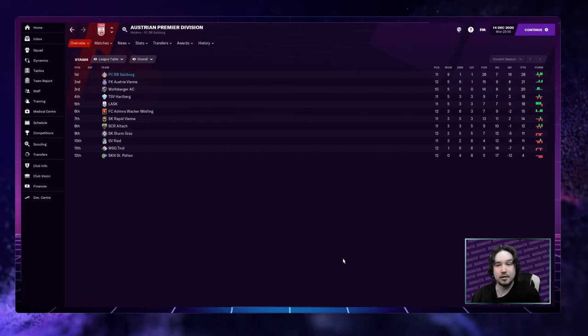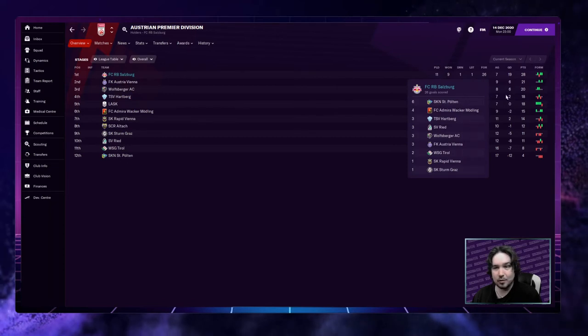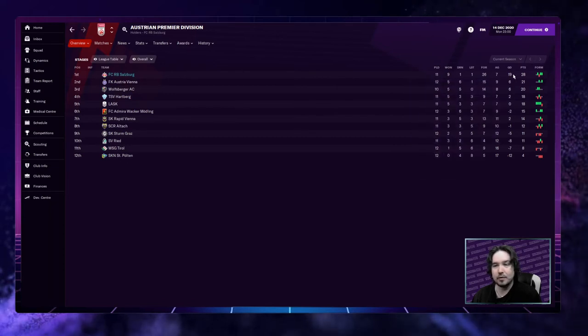Now, Wolfsberger do have a game in hand on us. So if they got a win, that'd be 23. That'd be 5 points clear of us, behind us, should I say. But as things stand, we're doing quite comfortable. So we played 11, won 9, drawn 1, and also lost 1. Scored 26 goals, only conceded 7, with a massive goal difference of plus 19. When the teams around us have nowhere near that level of goal scoring threat at the moment.